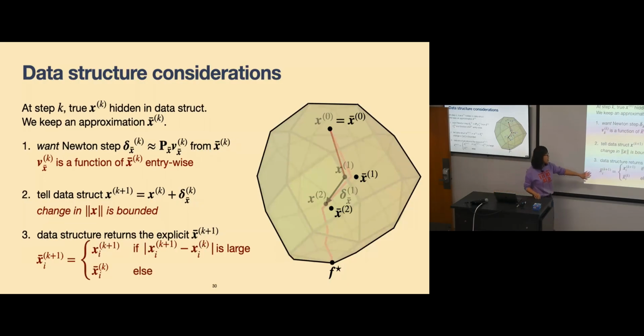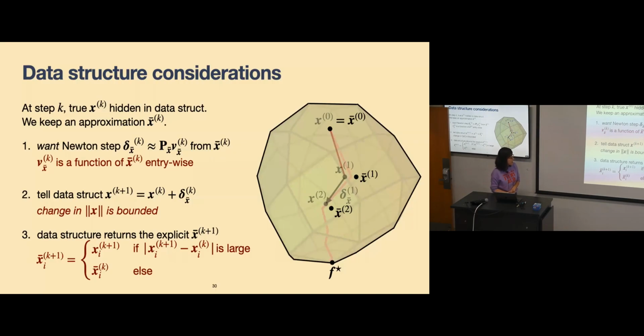And what exactly is it? Well, x bar at k plus 1 is going to be very explicitly the following. If the real x changed a lot within the step, then we'll update x bar to match the real x. And if it didn't change a lot, then we'll just keep it at the existing value. So if x bar at k was a good approximation to x at k, then this definitionally means that x bar at k plus 1 is still a good approximation.